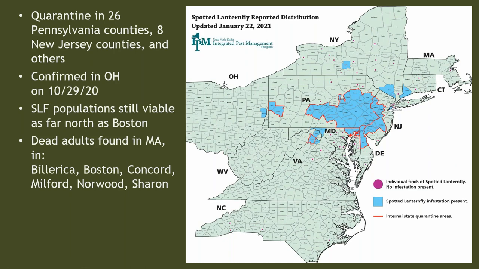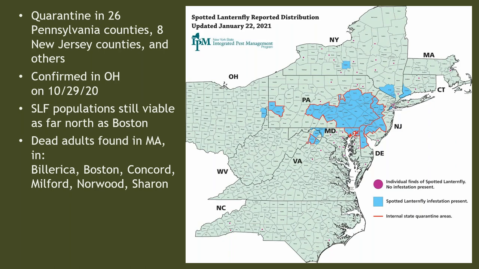I'm showing you this map again just so you can have a little more time to take a close look at it, but also so we can focus on the spread in Massachusetts. So of course, remember the spotted lanternfly started in Berks County, Pennsylvania in 2014. It has shown up in Massachusetts a few times. The first time was in Boston in 2018.